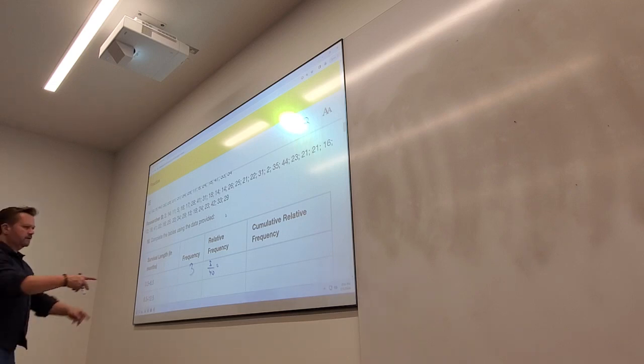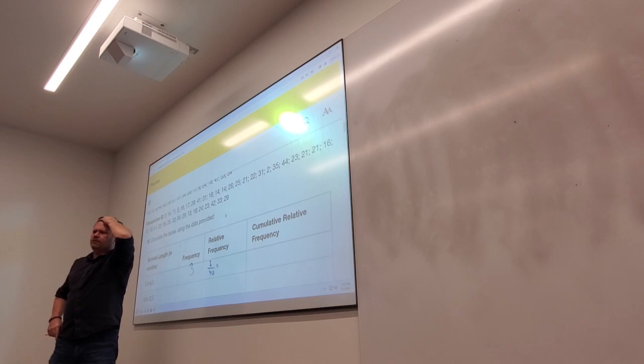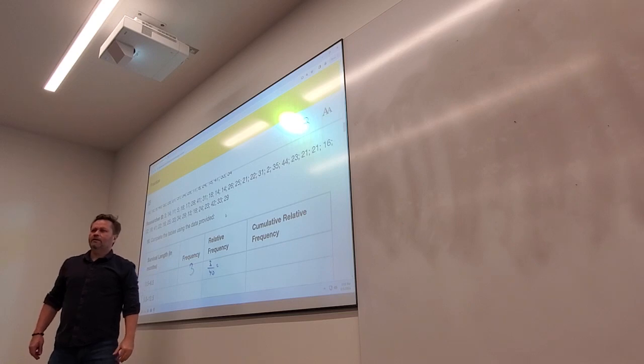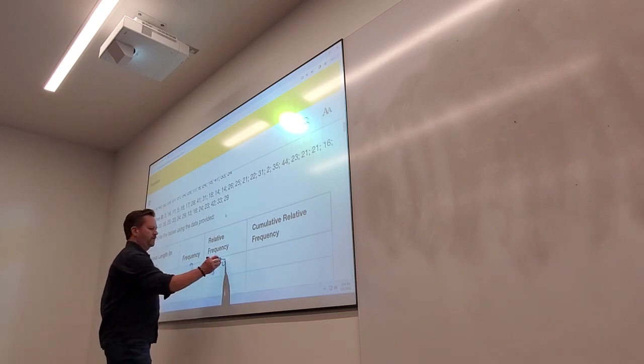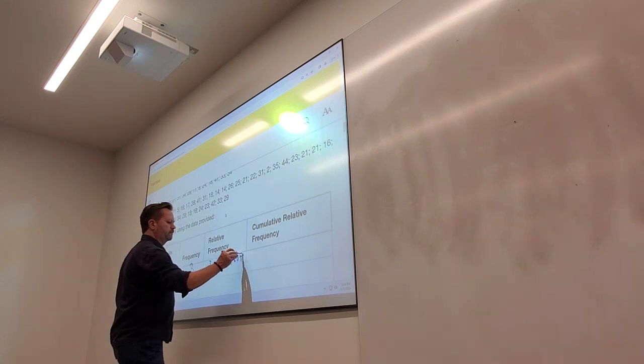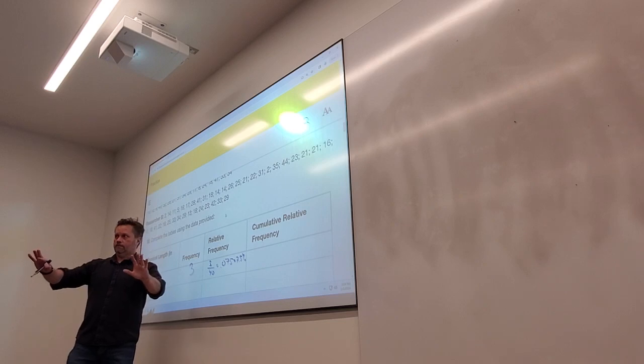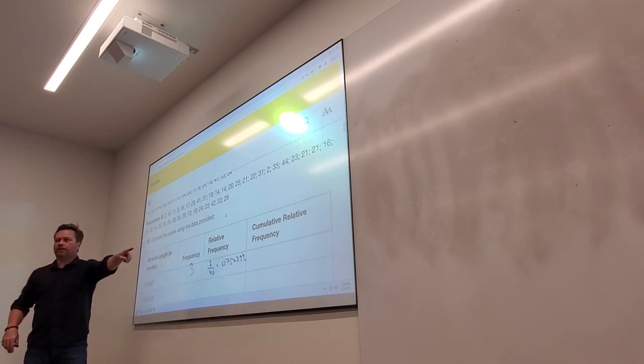Okay. What is 3 divided by 40? 0.075. So that's 7.5%. Is that cool? Right? Okay. Let's do one more, and then I'll explain what that last column is.